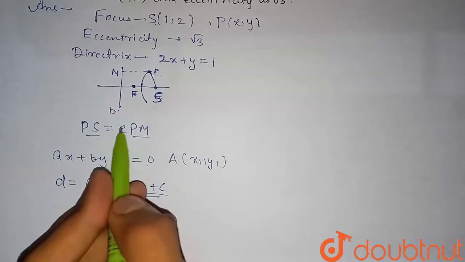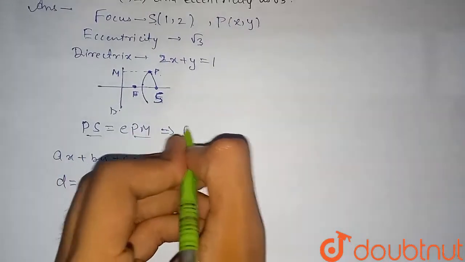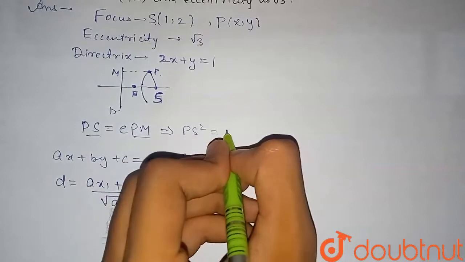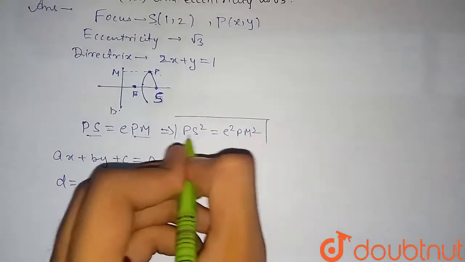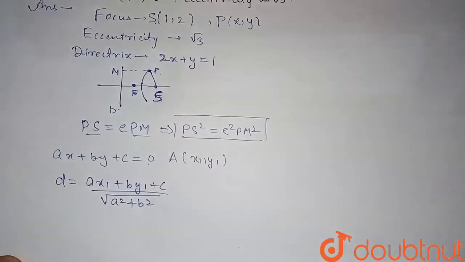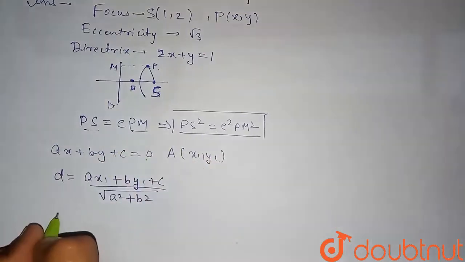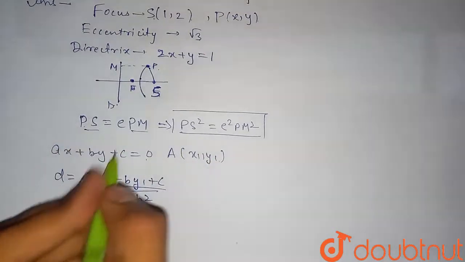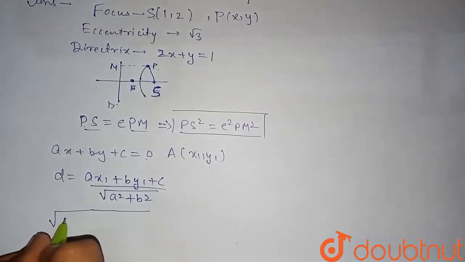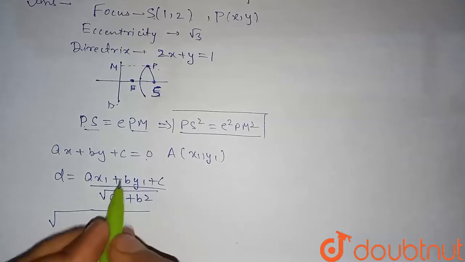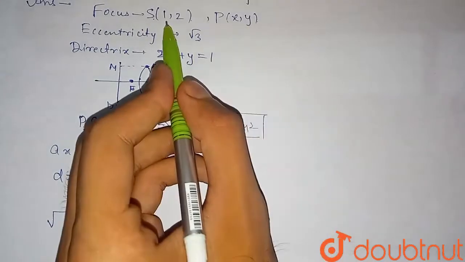If we square this condition, we get PS square equal to e square times PM square. We will directly use this condition. Here we write the distance formula for PS, that is root of (x2 minus x1) whole square plus (y2 minus y1) whole square, where the points are (x1, y1) and (x2, y2).